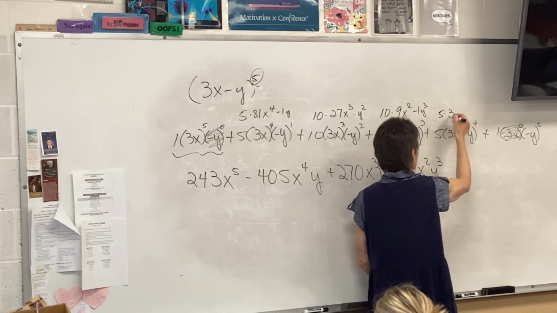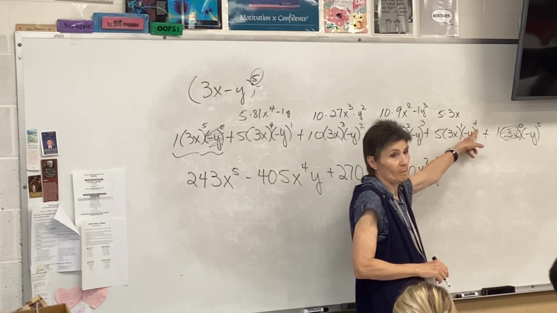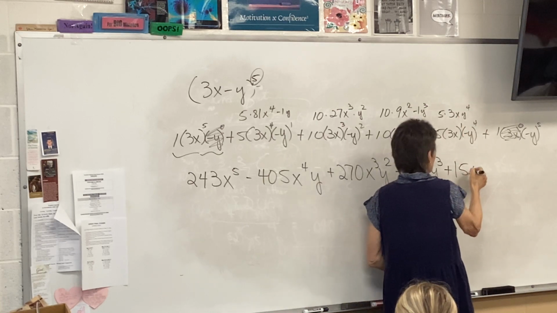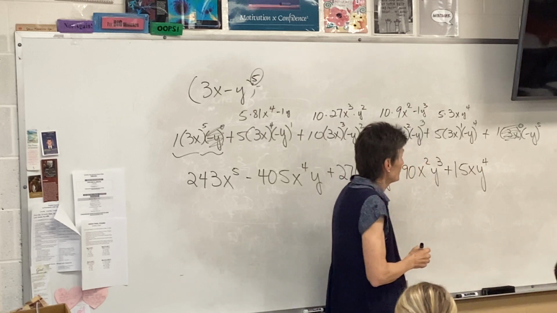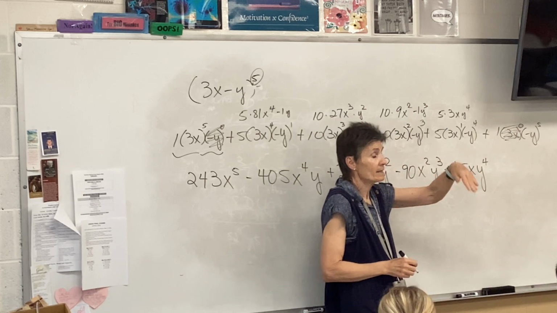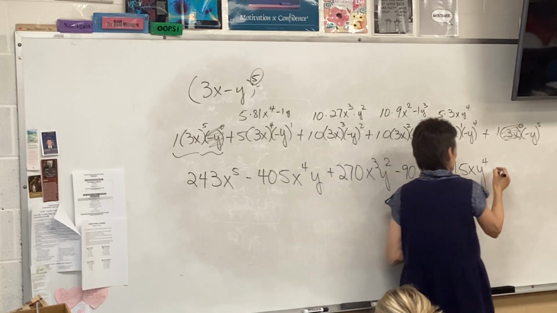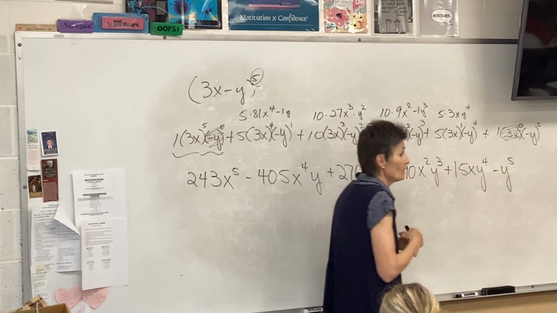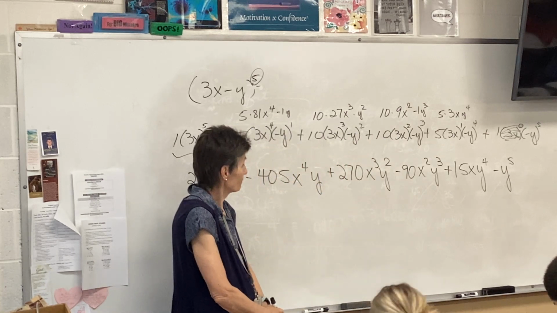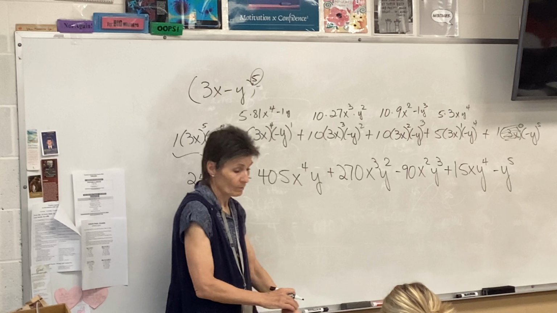This is 3x. And what happens when we take a negative to the fourth power? Positive. So plus 15x y to the fourth. And then finally, all we have down here is a negative y raised to the fifth. Is that going to be positive or negative? Negative. Negative y to the fifth. When you raise a negative to an odd power, it's negative. Okay?